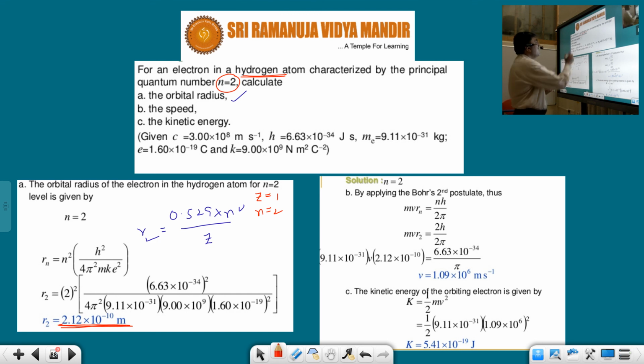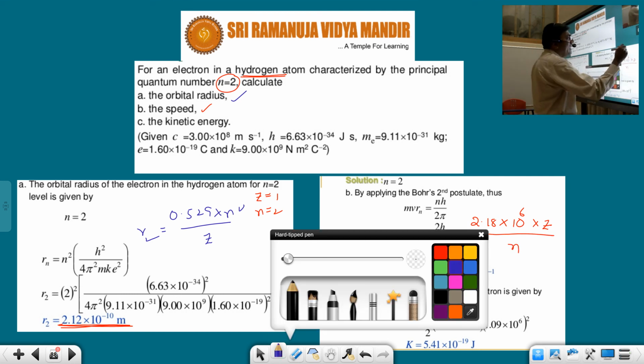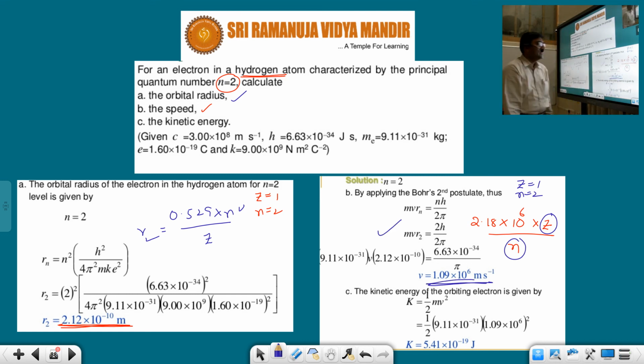Now second one, speed of the electron. Speed of the electron you know very well, 2.18 into 10 power 6 into Z by n. See how easy you can solve the problems. Now what is the Z value? Hydrogen atom, 1. What is the velocity for which orbit? Second orbit. Now Z value you know, n value you know, you can calculate, you get the same answer, rather than deriving all these things. I hope you are very clear, students.